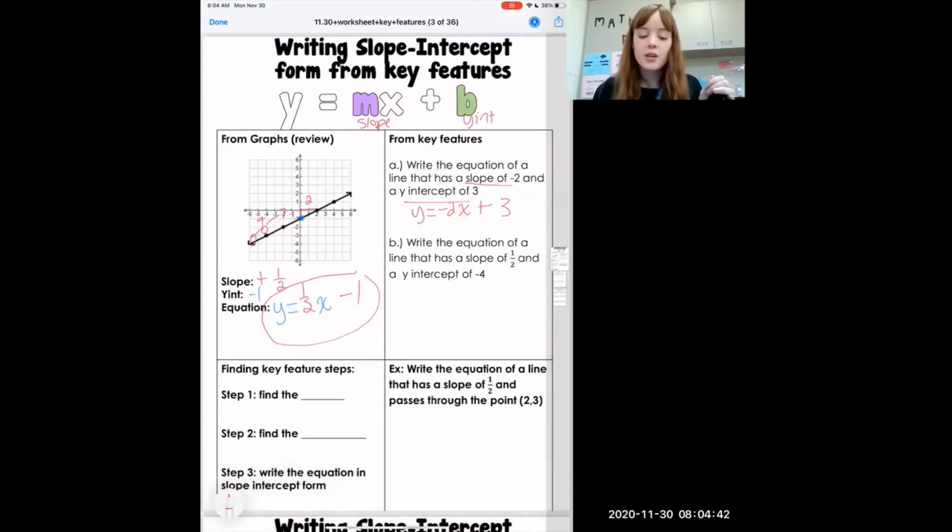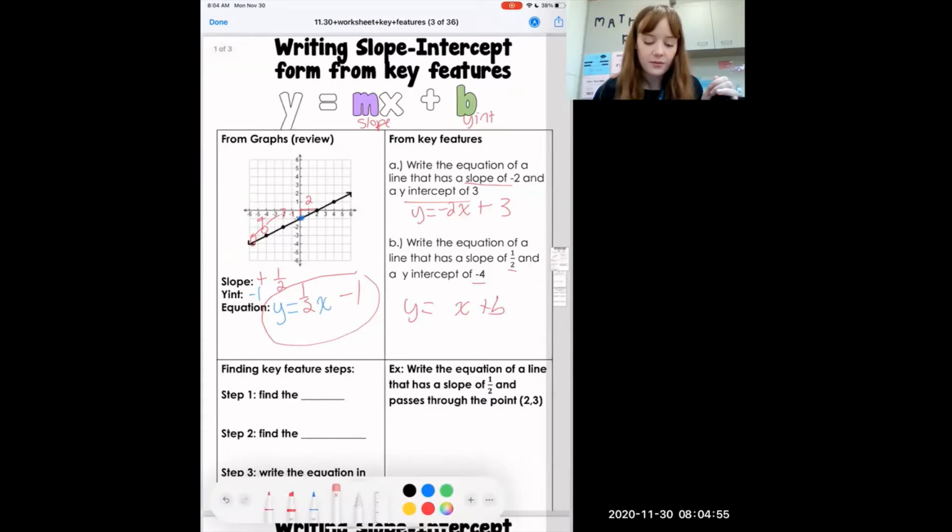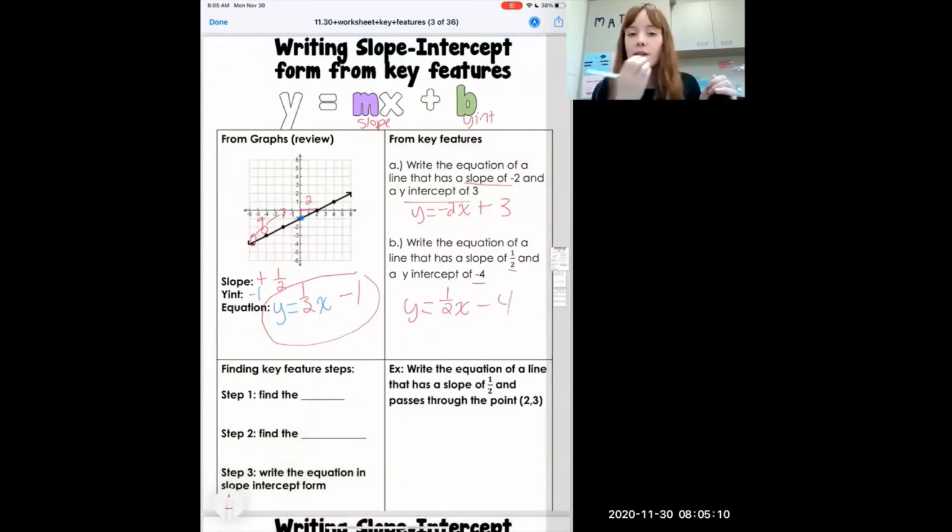That's all we have to do for those. Let's try the next one. Write the equation of a line that has a slope of positive 1/2 and a y-intercept of -4. So I do y equals mx plus b. My slope is positive 1/2, and my y-intercept was -4. Just like we did in the first example, we're not going to write plus -4. We're just going to write -4. So that's all we have to do when they have those.